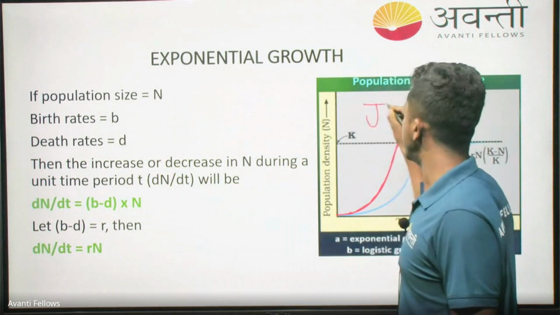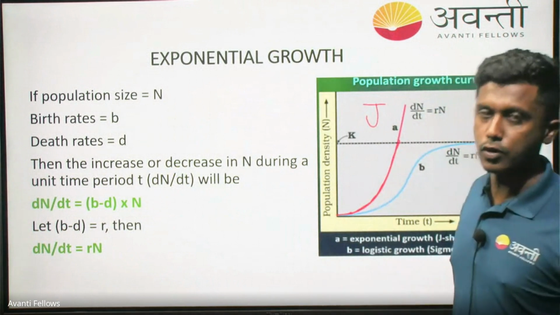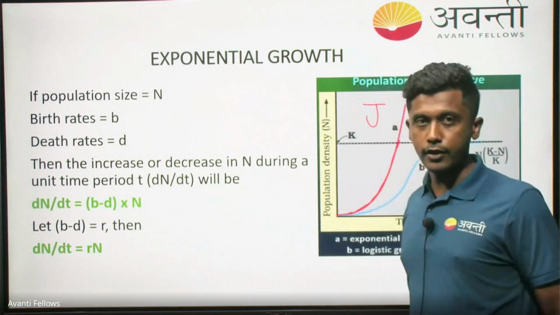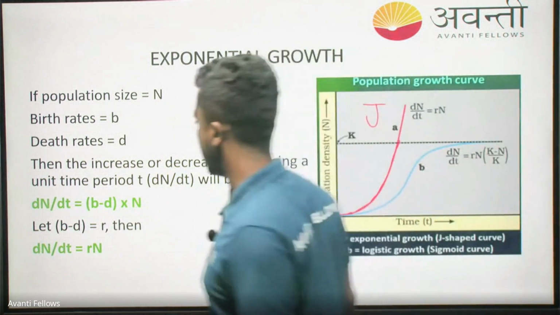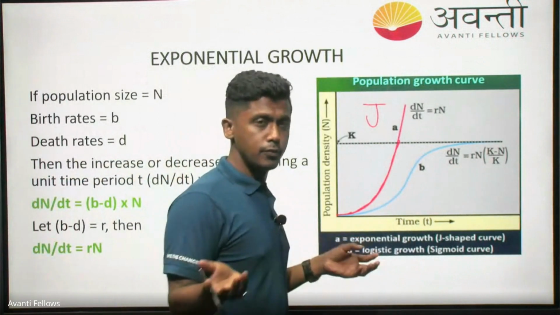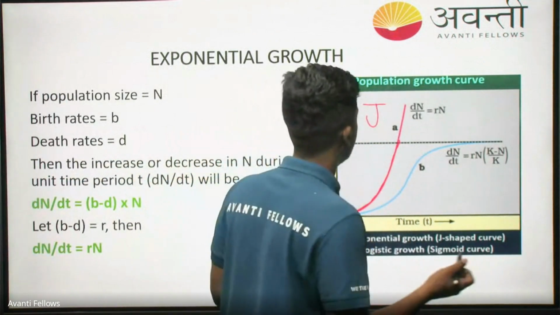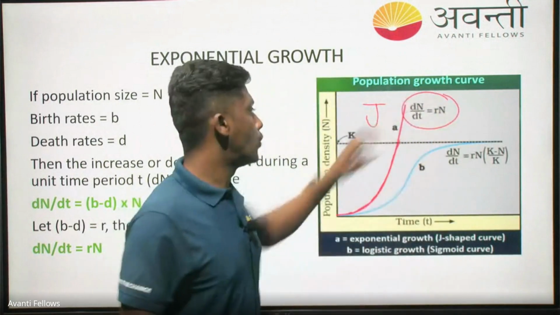So the J-shaped curve is obtained in an exponential growth. In any exponential graph, you get a J-shaped curve. So what does a J-shaped curve determine? You can just give an equation for an exponential curve, that is the J curve, that is dN by dt equals rN. So let's see how we get that.